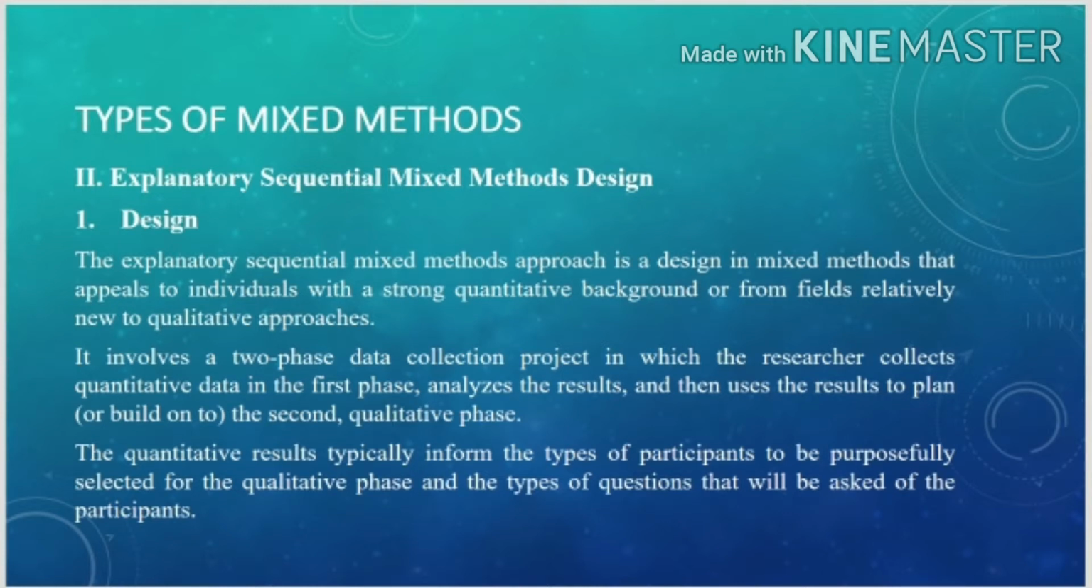It involves a two-phase data collection project in which the researcher collects quantitative data in the first phase, analyzes the results, and then uses the results to plan, or build onto, the second, qualitative phase. The quantitative results typically inform the types of participants to be purposefully selected for the qualitative phase and the types of questions that will be asked of the participants.